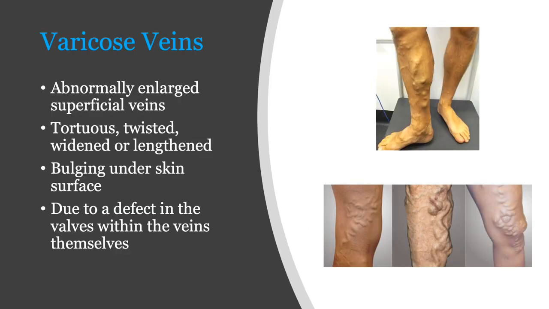Now, starting with varicose veins. By definition, varicose veins are abnormal, enlarged superficial veins, tortuous, twisted, widened, or lengthened. They are bulging under the skin surface due to defects in the valves within the veins themselves. So, varicose veins are abnormal, enlarged, superficial, dilated, or elongated veins with abnormal valves.